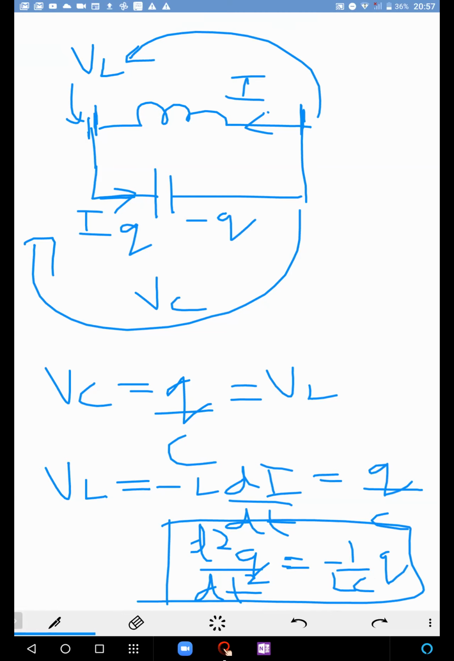LCR circuit is like a damped SHM. An AC circuit is actually like a forced SHM, like a forced oscillation. And that's why you have a phenomenon of resonance.